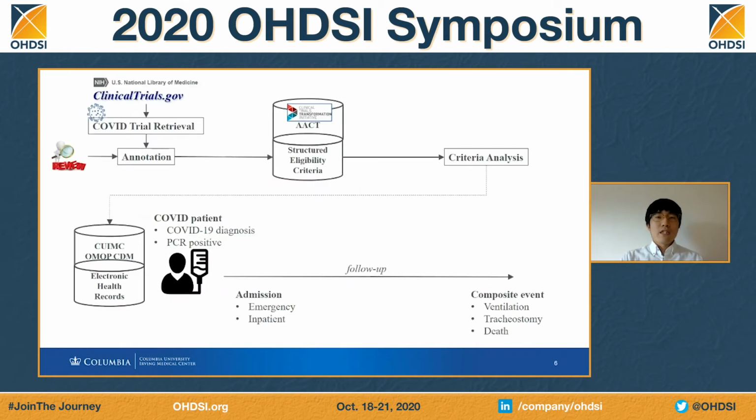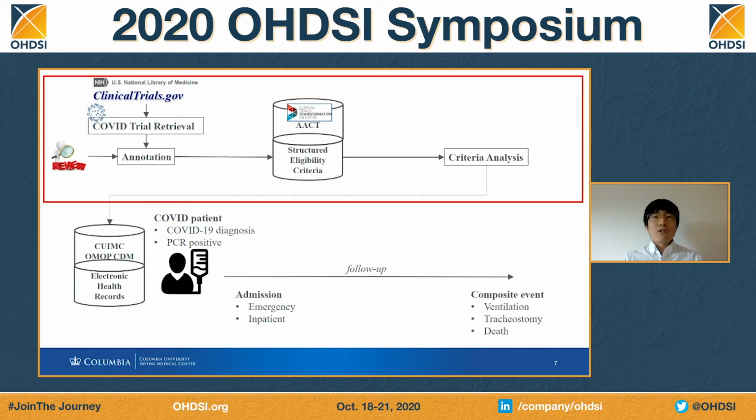Here's the schematic diagram of the study. It contains two main parts. The upper part is related to the criteria analysis. Two independent reviewers reviewed and annotated the criteria of COVID-19 trials. With this, we identified the commonly used medical concepts and criteria of interventional COVID-19 trials in the United States.